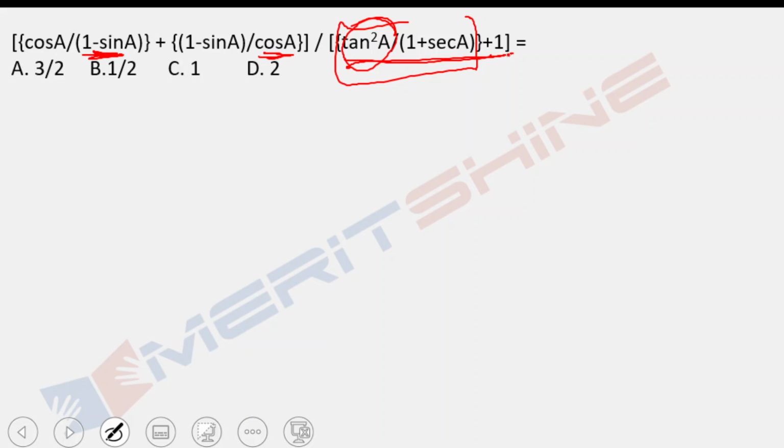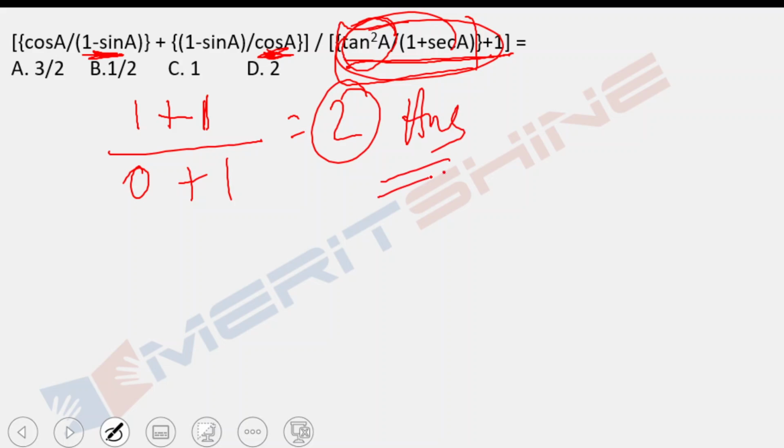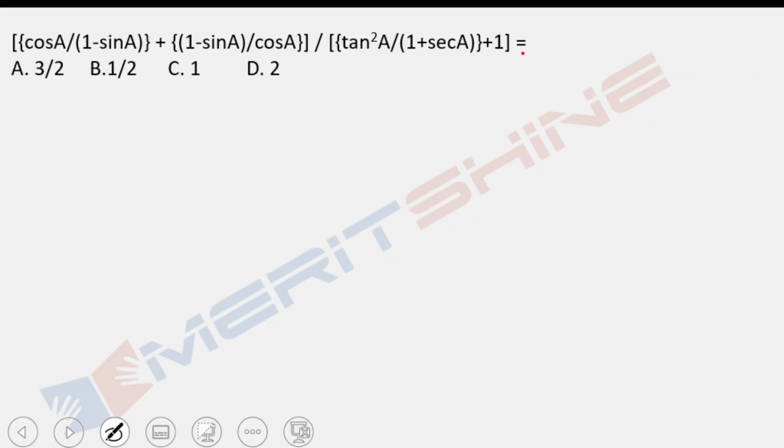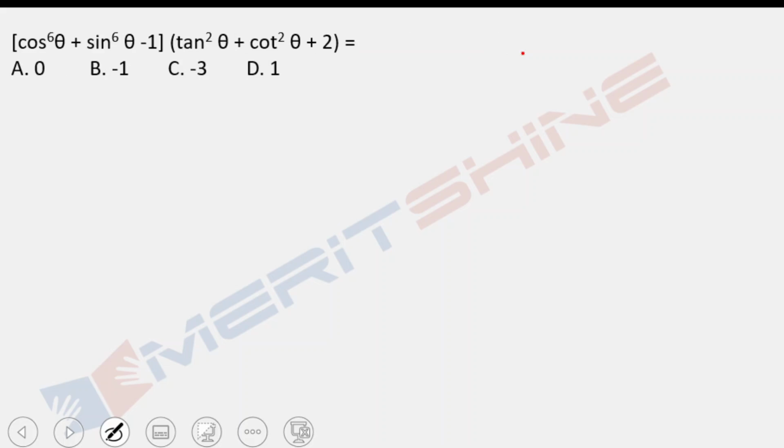So then we will use 0 degree and show you. Cos A is 1 divided by 1 plus sin A, which is 0, so 1 minus 0 is 1, and then you have cos A, 1. So 1 plus 1 here, divided by now the denominator. Tan square A divided by 1 plus sec A would be 0, plus 1 is 1. So what do you get? 2. 2 is your answer. Okay. So when you put A is equal to 0 degree, you get your answer. Clear? Okay. So that was the value putting method. So I showed you in both the ways.